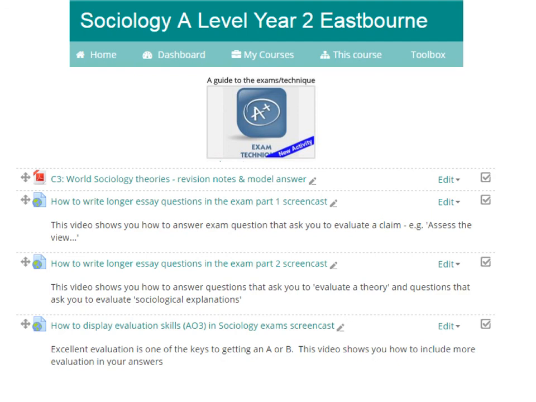So one of the things that I've added to this section of iLearn is a handout that contains really concise revision notes on the main world sociology theories and also a model answer that makes use of the world sociology theories. The model answer shows you how you can use each of the main theories for a very general 40-mark question on inequalities in the developing world.